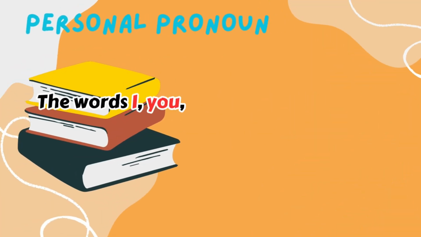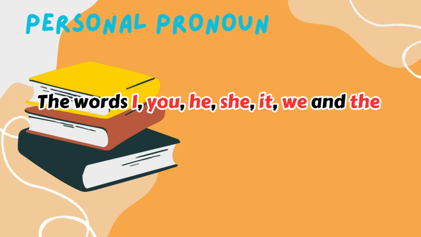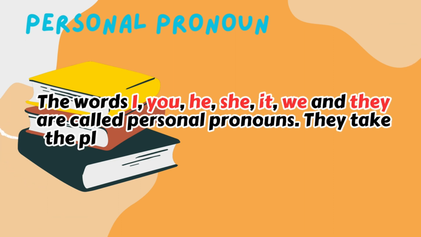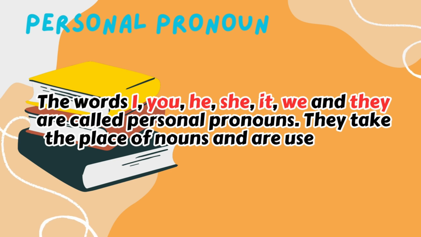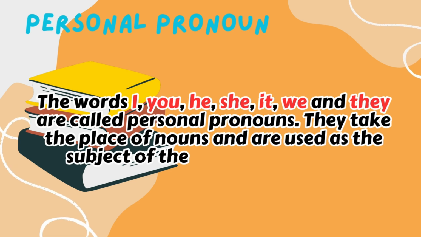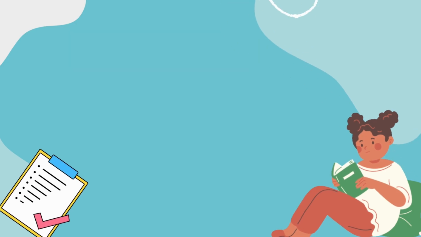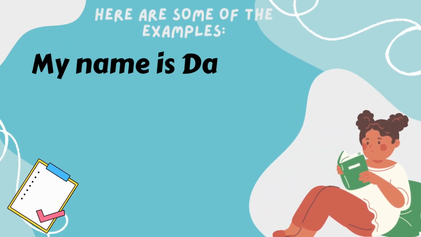Personal pronouns. The words I, you, he, she, it, we, and they are called personal pronouns. They take the place of nouns and are used as the subject of the verb in a sentence. Here are some of the examples.